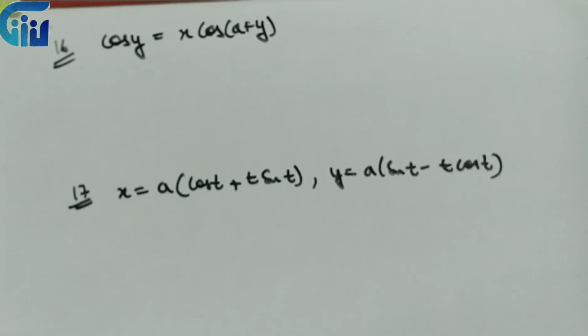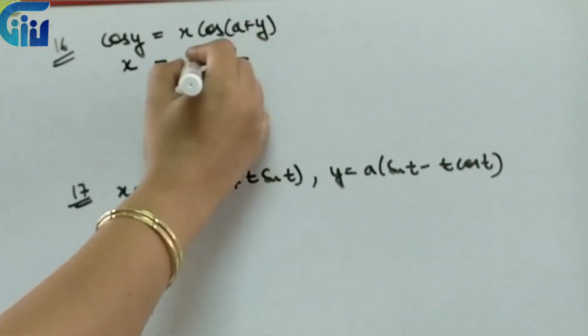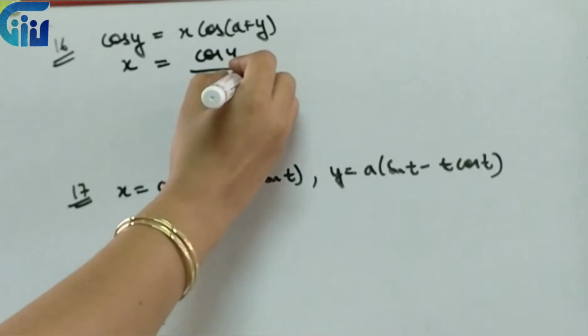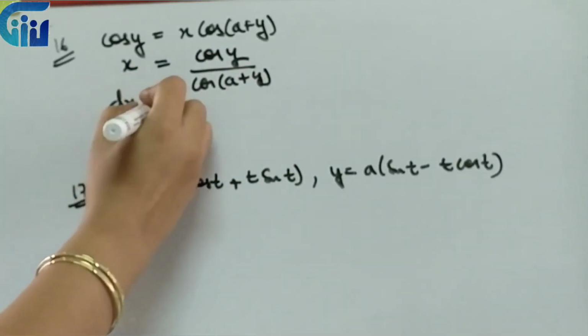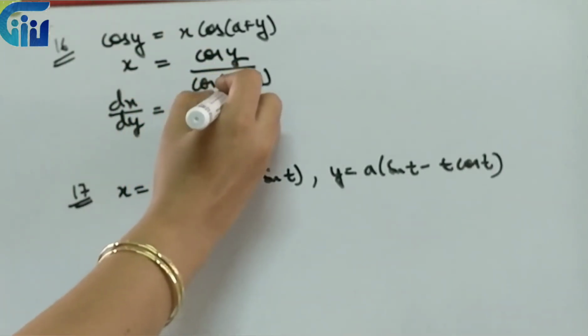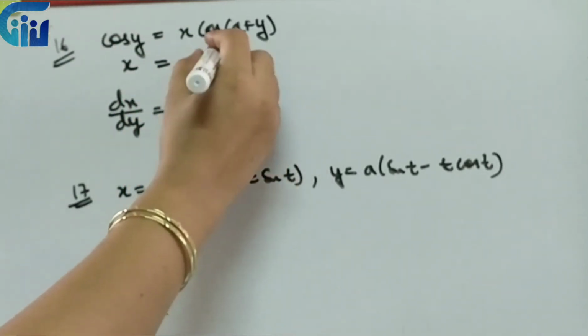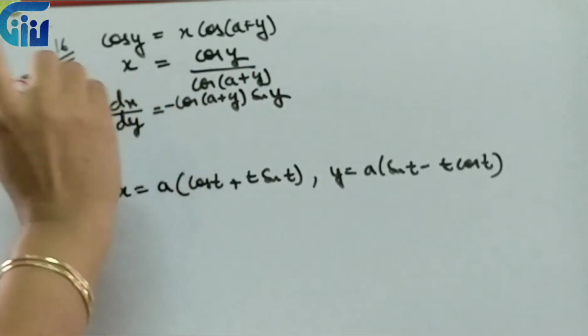Question 16. Now what we observe: cos y is equal to x cos a plus y. We have to find dy by dx. So over here, this is one of the tricks. What I'll do is, instead of finding dy by dx, I'll find dx by dy, and then I'll just invert it. So we'll use quotient rule. So cos a plus y, derivative as it is, cos y derivative is minus sin y, derivative of y with respect to y will be 1.